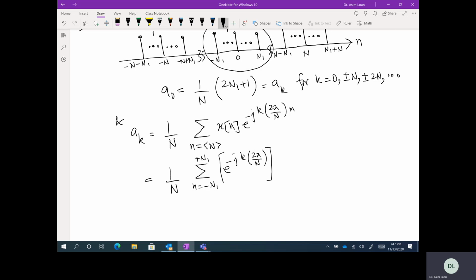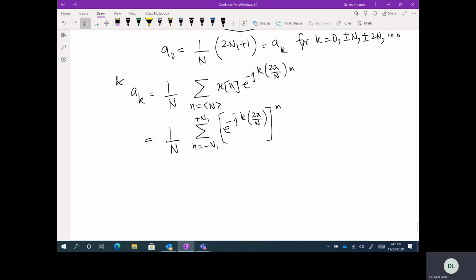And let me write it like this, so I can apply the geometric series. Okay. So if I do that, so what is this equal to? Let me do a change of variable here. Let m be equal to n plus n1.